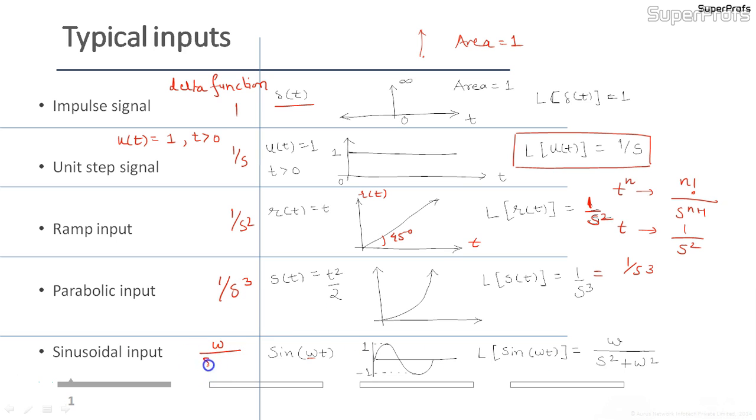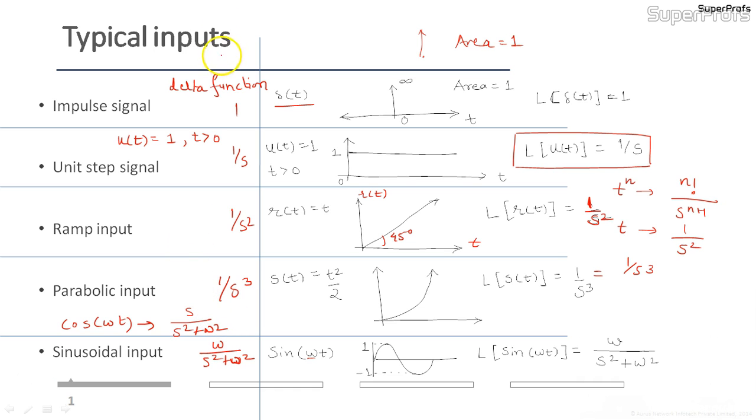Omega upon s square plus omega square. For sinusoidal input, the numerator is equal to the frequency of the signal. And for a cosine signal, say cos omega t, the Laplace transform is s upon s square plus omega square. That is the only difference between a sinusoidal input's Laplace transform and a cosine input Laplace transform.